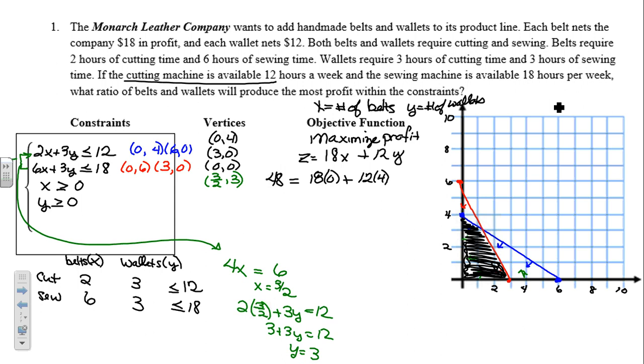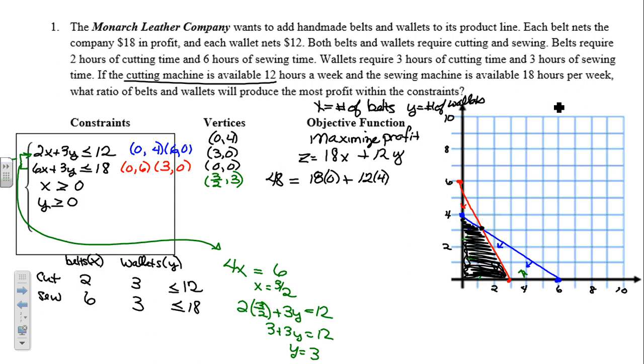Good question. Is the maximum always going to be one of these vertices? Not necessarily. Sometimes it will be one of these other ones. It will be worth it not to make belts, and it's better to just make wallets, or vice versa. So we want to try them all.